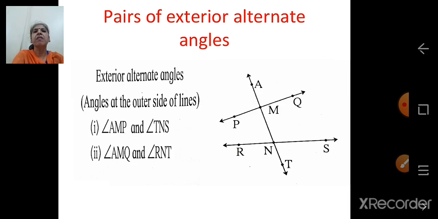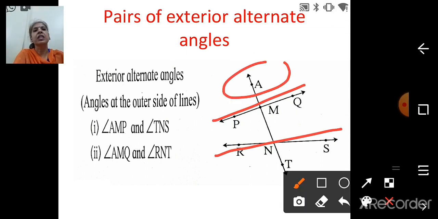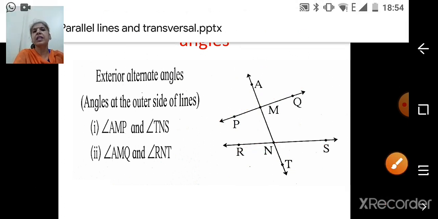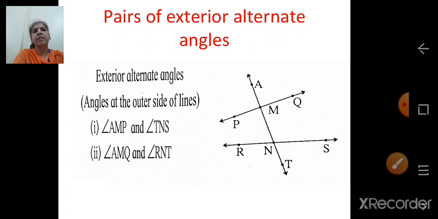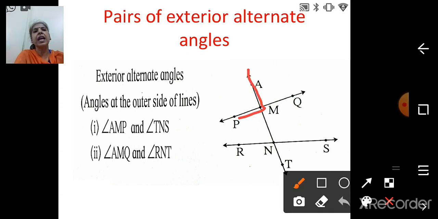Now pairs of exterior alternate angles. The word itself says exterior, meaning they are outside, on the outer side of the lines. Now these are the two lines. So this is their outer side, this is their outer side. So they are on the outer side of the lines. And which are those angles? First angle is AMP.